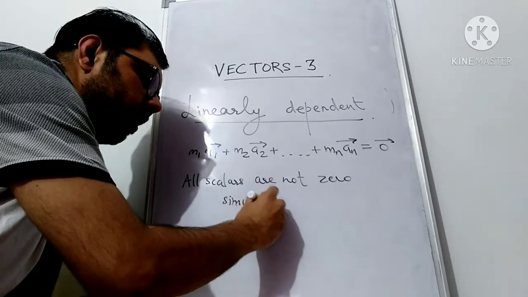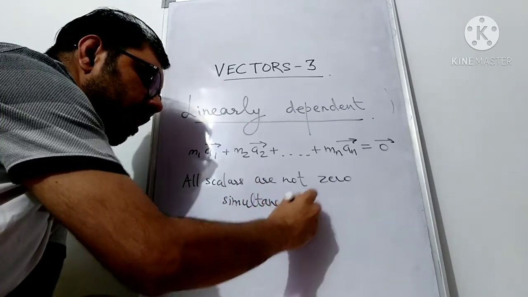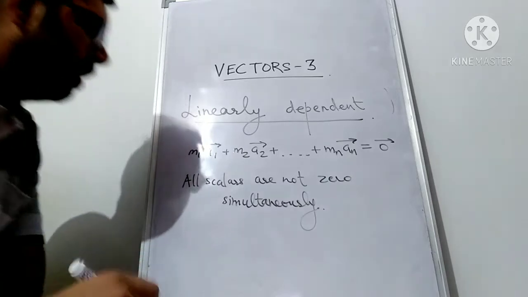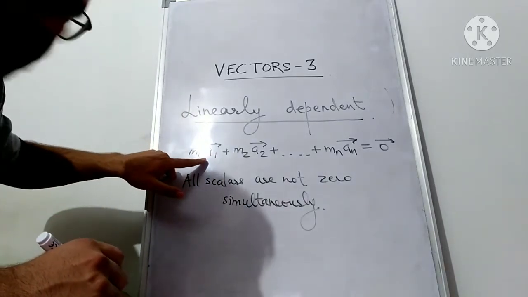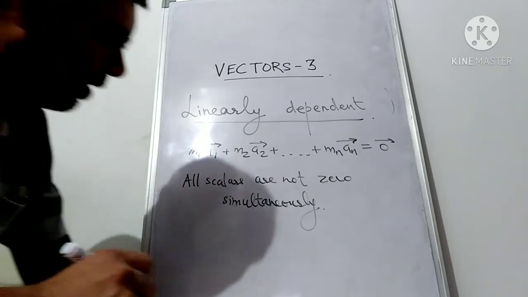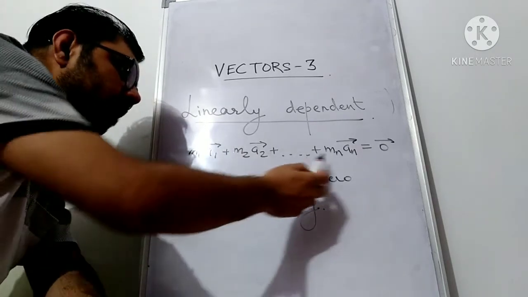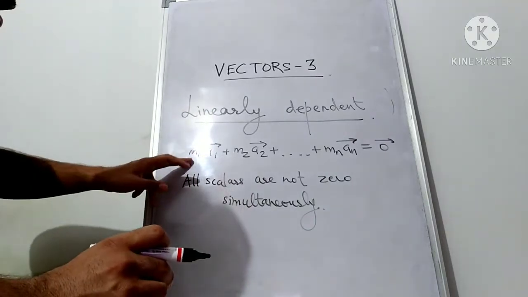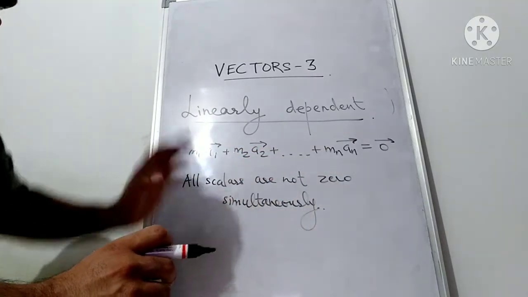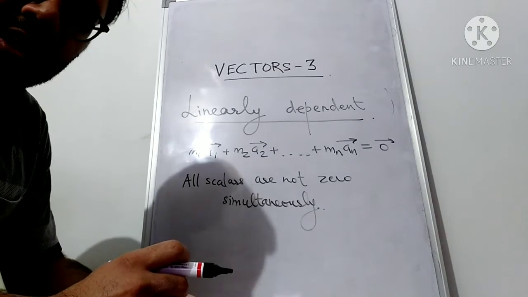Are you getting my point? All scalars are not 0 simultaneously. The scalars I mentioned, meaning the coefficients of the vectors, I am calling scalars because they do not have a vector symbol. So m1, m2, m3 up till mn, all these coefficients which I am calling scalars, are not all 0 simultaneously.